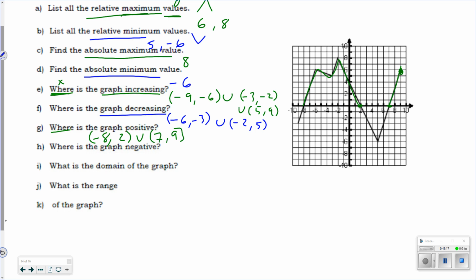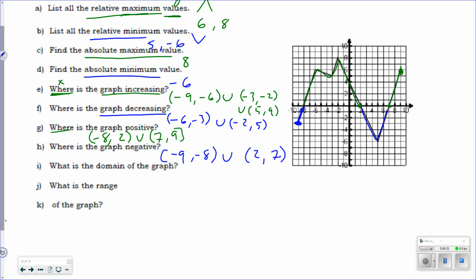Where's the graph negative? That's underneath it. It'll be this part and this part. So I'm negative from -9, right? This part right here, to -8, and also from 2 to 7.